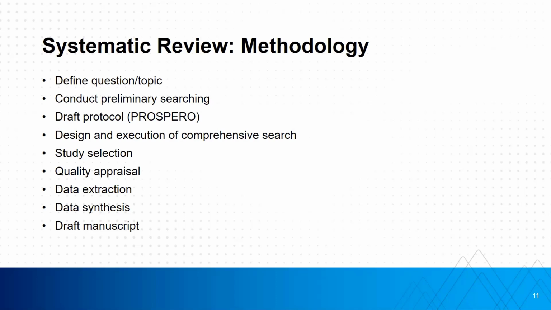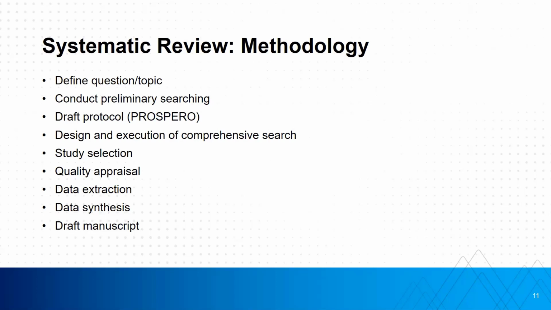So a comprehensive search is an exhaustive search. It may result in thousands and thousands of articles. That's not unusual. And this is part of what takes a long time in a systematic review, because then you're going to be going into your screening process, your study selection stage. And this is split into 2 stages. The first one is title abstract screening. So, as it sounds, you're going to be looking at the titles and abstracts of the articles that have come up in your comprehensive search.